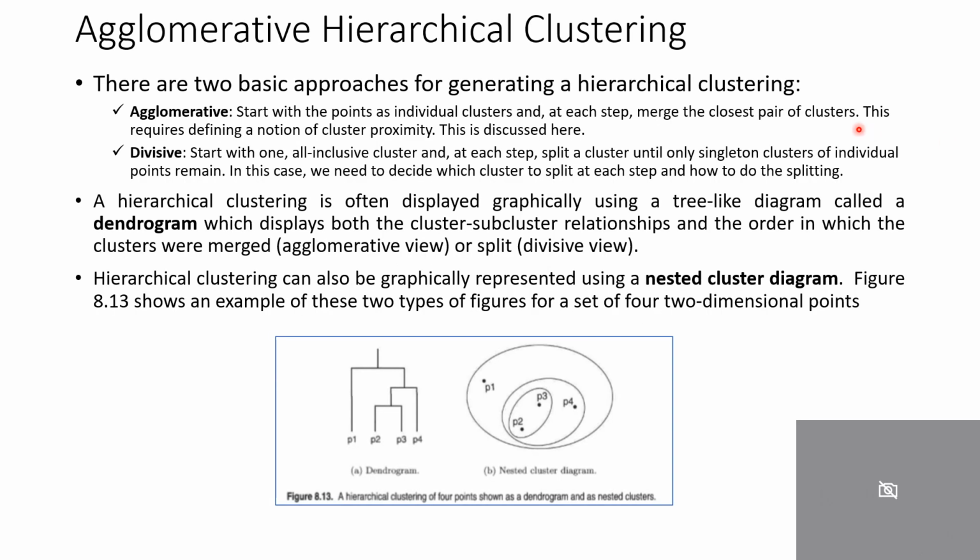Coming to the basic concept of agglomerative hierarchical clustering, what is this? See, basically here also the logic is the same. You have to first group the objects or cluster the objects. The method is a little different. So there are two methods here: one is agglomerative and one is divisive. What is this agglomerative method? Start with the points as individual clusters and at each step merge the closest pair of clusters.